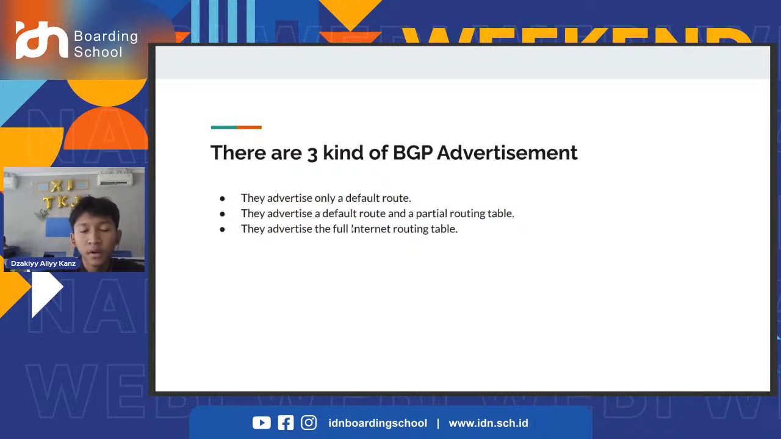which is advertised to the customer router so that the customer router can choose which way or which path it wants to use to deliver the packet, and which it wants to use for failover or another method.